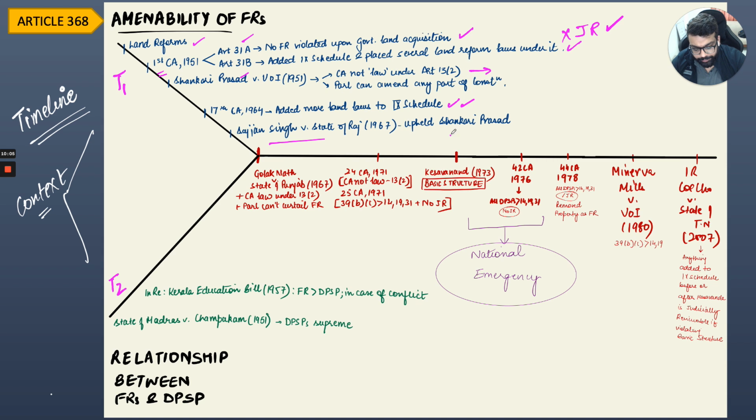The fundamental difference between Shankari Prasad and Sajjan Singh was that Sajjan Singh challenged the procedure through which Article 368 had to be executed, but the end product was, of course, the same, and that's something that we must keep into account. And then when Golaknath challenged the 17th Amendment, the First Amendment, and the Fourth Amendment also, that's when the Supreme Court did a complete reversal.